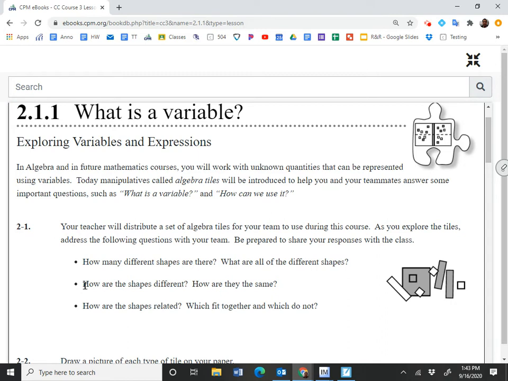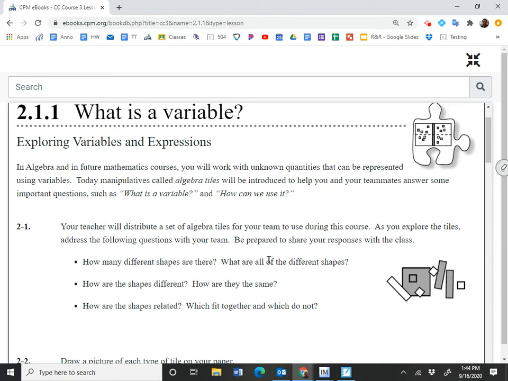Lesson 2.1.1. You need some lined paper for today, not graph paper, just lined paper, okay? Problem 2.1.1. What is a variable? Exploring variables and expressions. In algebra and in future mathematics courses, you will work with unknown quantities that can be represented using variables. Today, manipulatives called algebra tiles will be introduced to help you and your teammates answer some important questions, such as what is a variable and how can I use it? Now, it says problem 2.1. It does say your teacher will distribute a set of algebra tiles to your class or to your team. I'm not going to do that, of course, but we're going to work on them some together here.